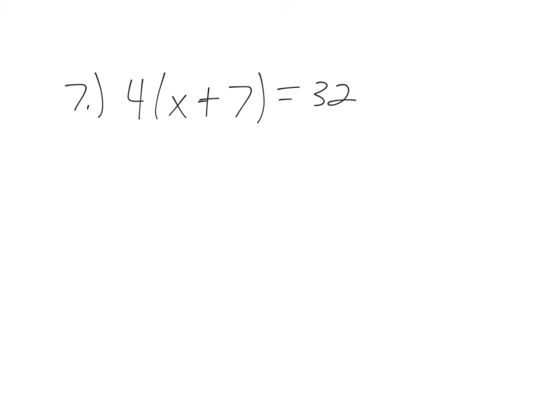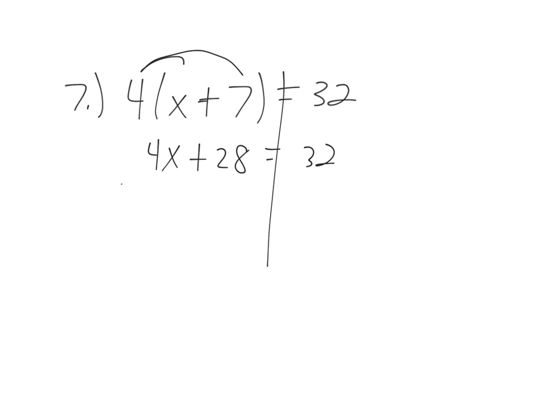Last one here, we have a little distributive property. So we have to multiply the 4 into the x plus 7. Perhaps pause the video, see if you can do this one on your own. And when you think you have a good start, go ahead and resume. When you distribute the 4, you'll get 4x plus 4 times 7, which is 28, equals 32.